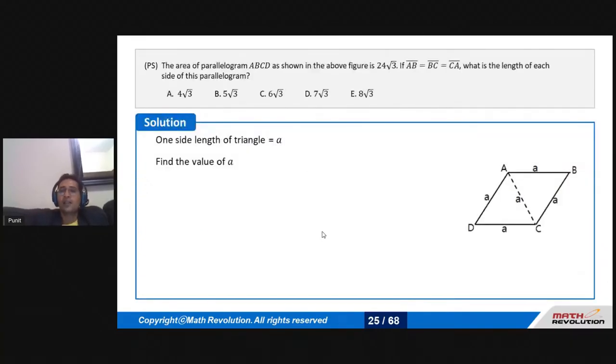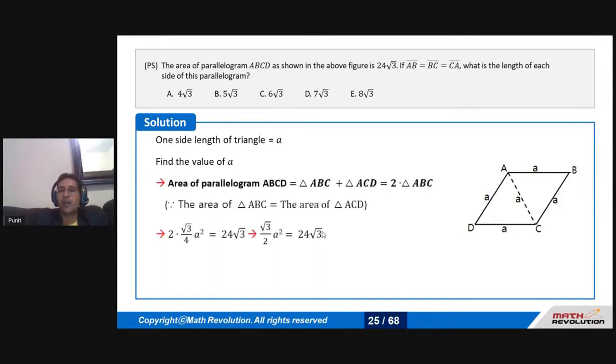So let's consider one side length of the triangle to be A, and what we have to find here is the value of A. Now, the area of parallelogram ABCD would be the sum of the areas of both triangles, ABC and ACD, or you could say 2 times ABC, because both triangles are the same. Since it's an equilateral triangle, it's 2 times root 3 over 4 A square, and that is equated to 24 root 3, because that is the area of the parallelogram, which is already given.